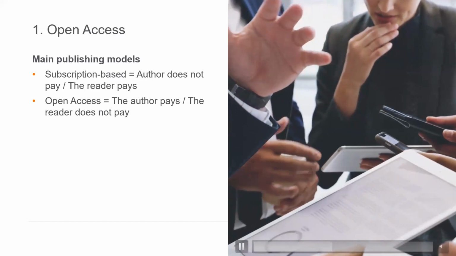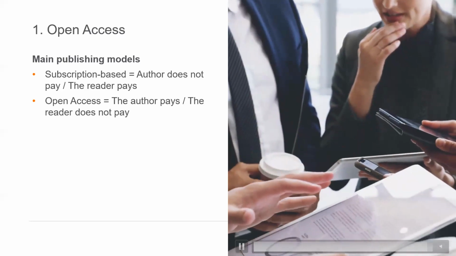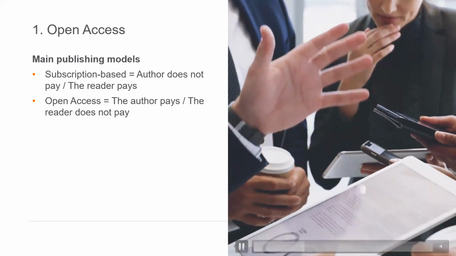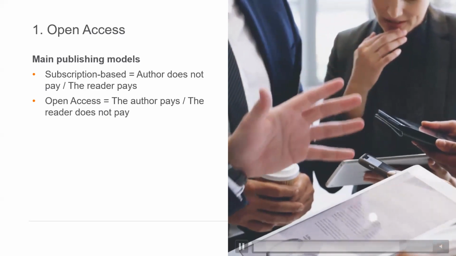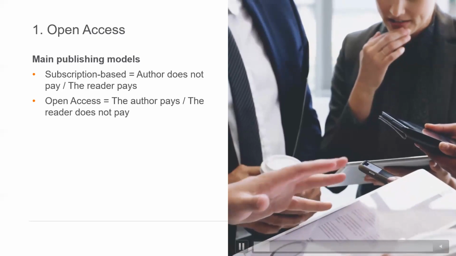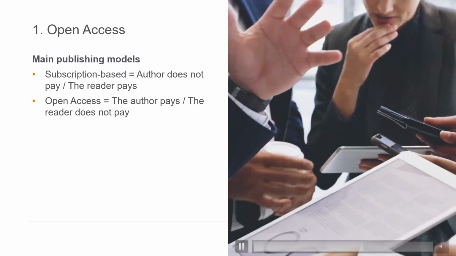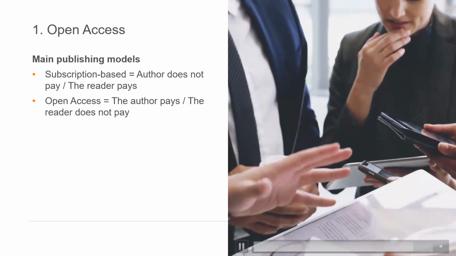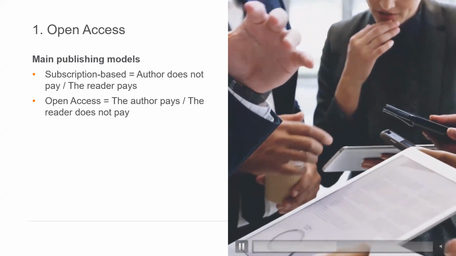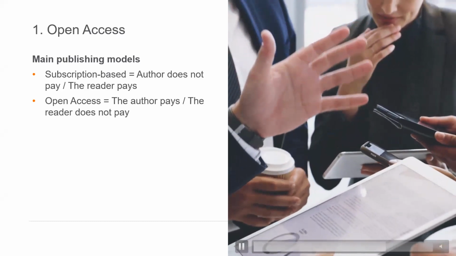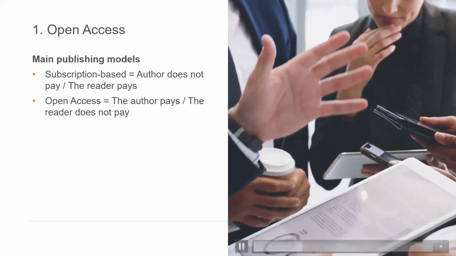So there are two main publishing models out there. So the one is subscription-based, meaning that you submit your manuscript to a journal which is paid for by the reader. So in most cases, the subscription is paid for by libraries. Which means that your article can be read by academics whose libraries have subscribed to the journal, right? So that's the subscription-based model of publishing.